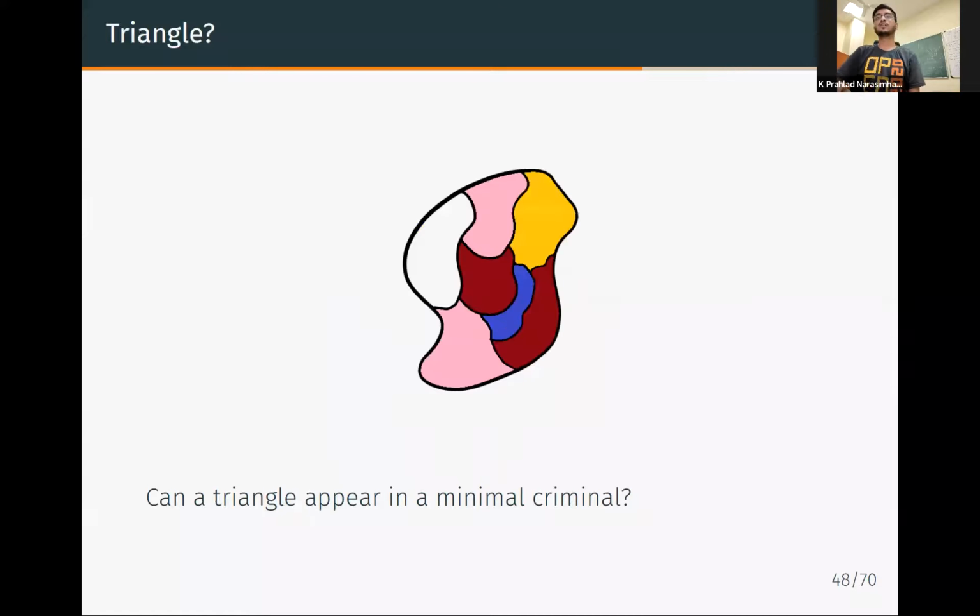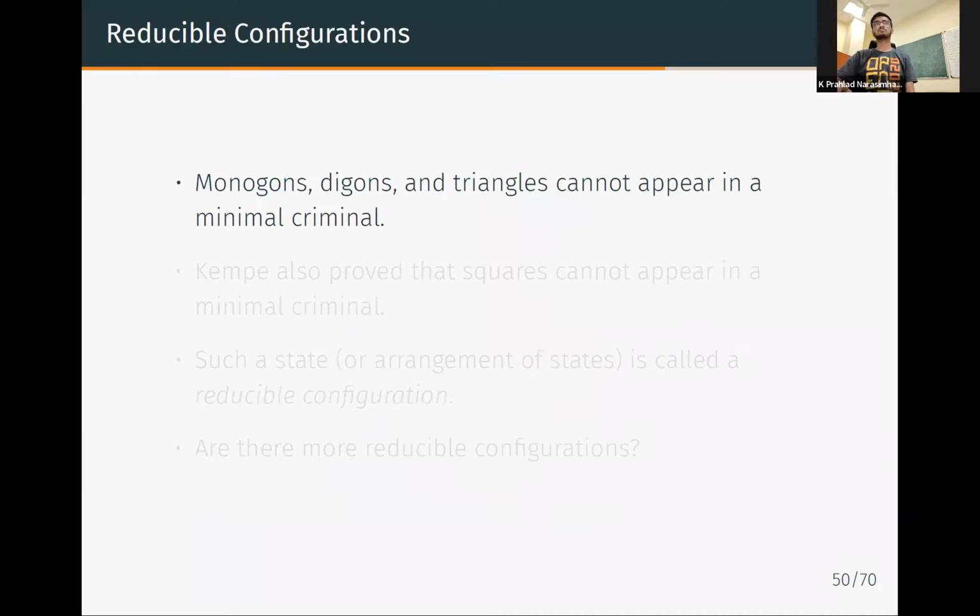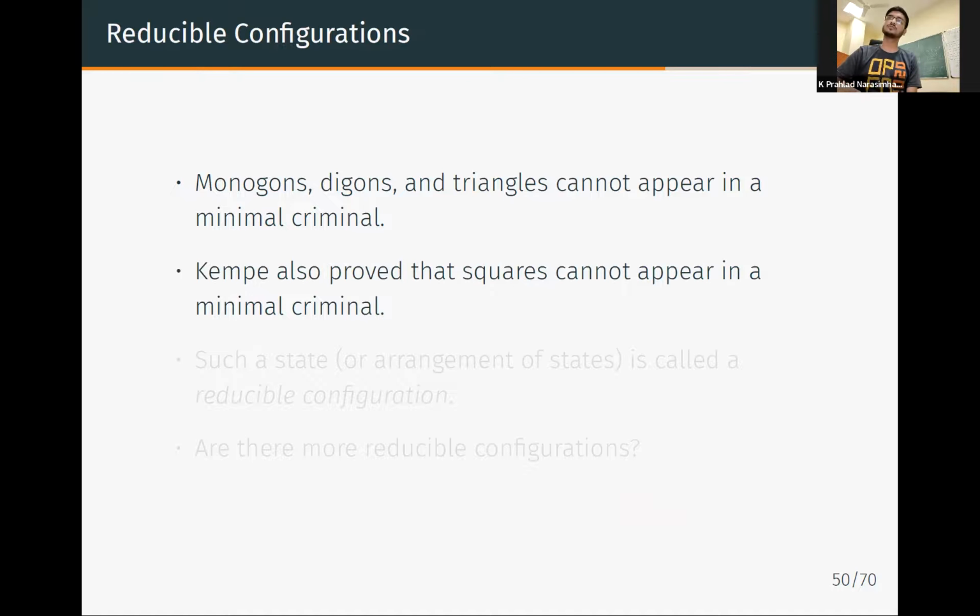Anyway, so what about a triangle? Can it appear? Nope. Using the same arguments, it can't appear in a minimal criminal. So monogons, digons, and triangles can't appear in a minimal criminal. That's what we've shown. Kemp also proved that squares can't appear in a minimal criminal.